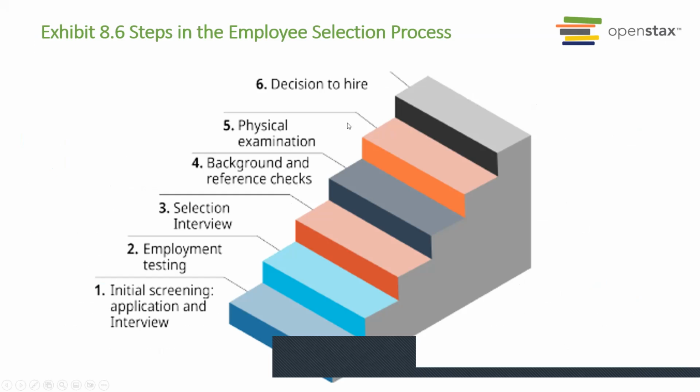Now, this is a chart that talks about the steps in the employee selection process. The initial screening, application and interview look at all the resumes and figure out what is a good fit, see if they meet the minimum standards and qualifications. Some companies and organizations have employment testing. And then based on those two requirements, they have a selection process for the interview. And if they pass that, they do background and reference checks.